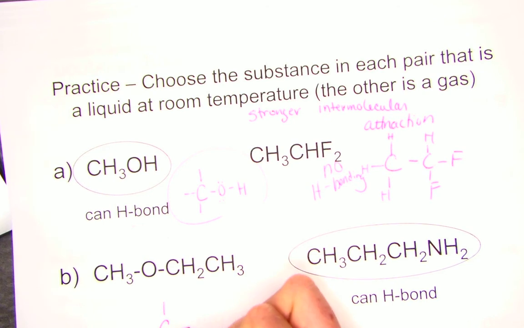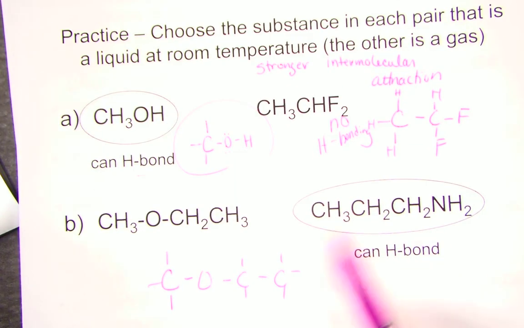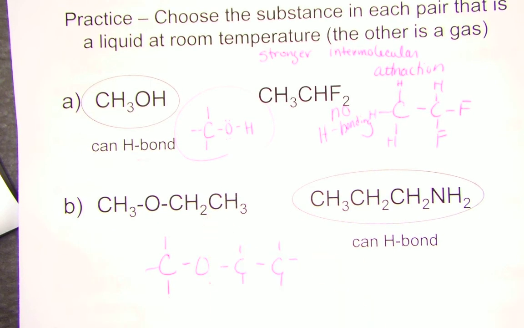Here's an ether, CH3OCH2CH3. The structural formula shows that although the compound contains both hydrogens and oxygens, they're not bonded to one another, so no hydrogen bonding. Most likely a gas at room temperature.